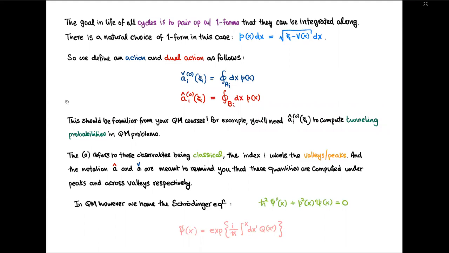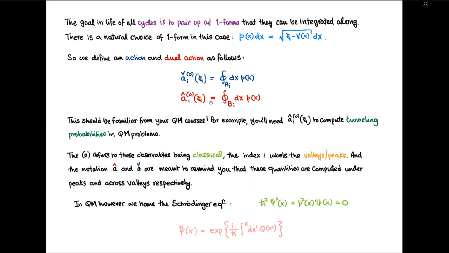The goal in life for all cycles is to pair up with one forms that they can be integrated along. And there is a natural choice of a one form in this case, which is very familiar to us. It's just the momentum, which is just the square root of xi minus v of x. And we can use this one form to define an action and a dual action in the usual way. Now, these, of course, are familiar to us from quantum mechanics courses.